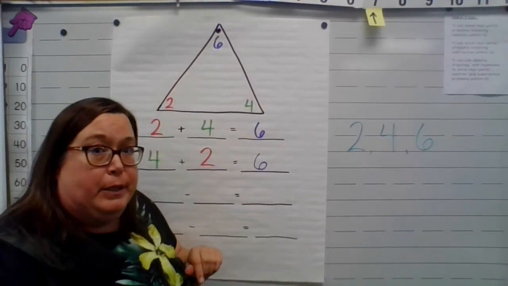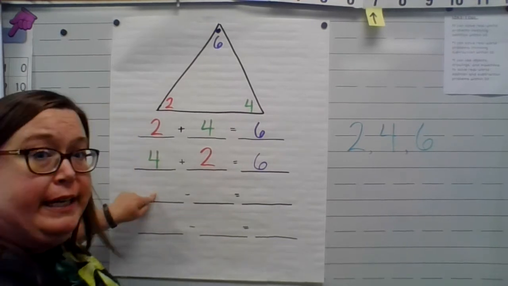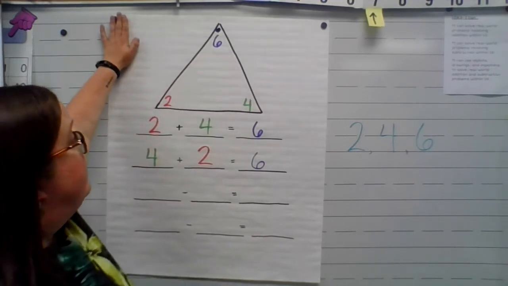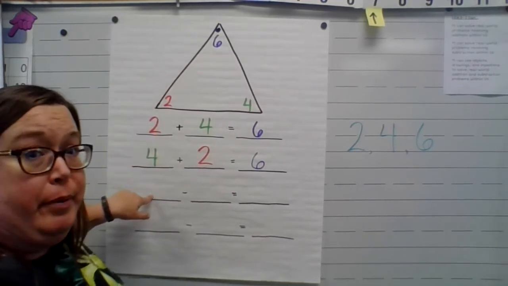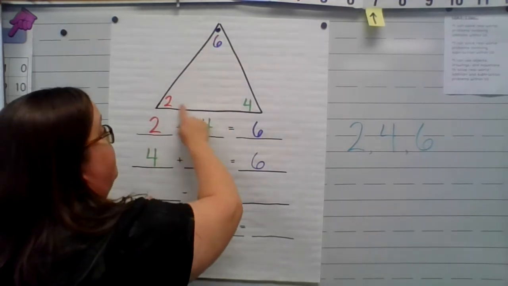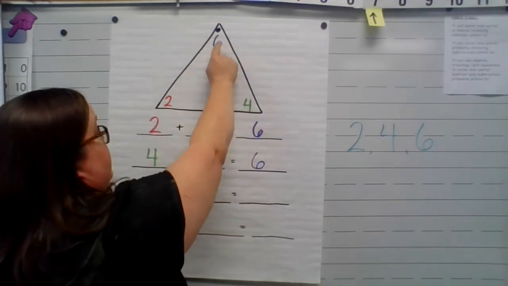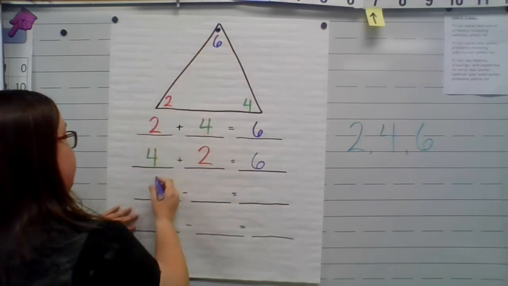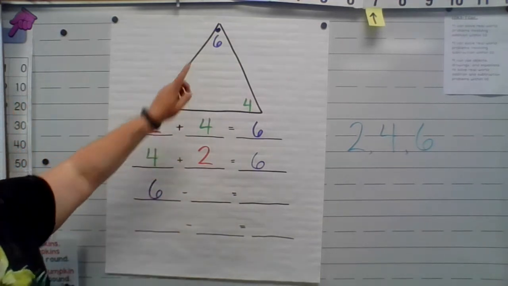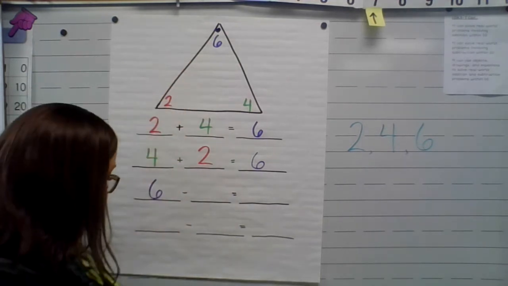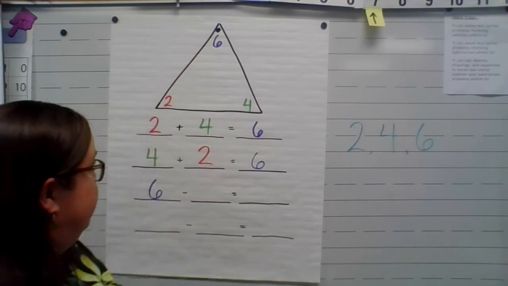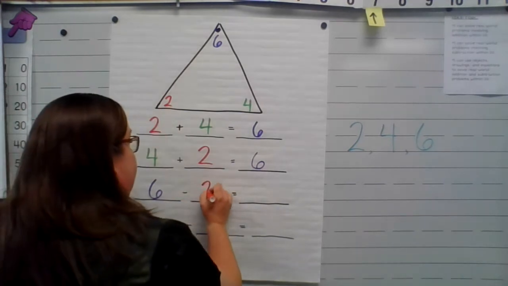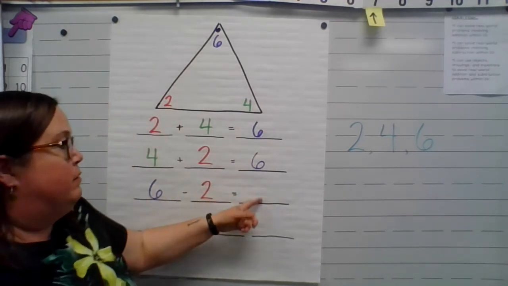The other thing that you need to remember is that when we are subtracting, we're taking away from something. So the number that we start with needs to be the biggest number. And the biggest number in this fact family is the 6. Remember, it's up at the dot. So I'm going to put 6 right here because we start with the biggest number and then we're going to take away something. Let's take away 2. 6 take away 2, or 6 minus 2 equals something.